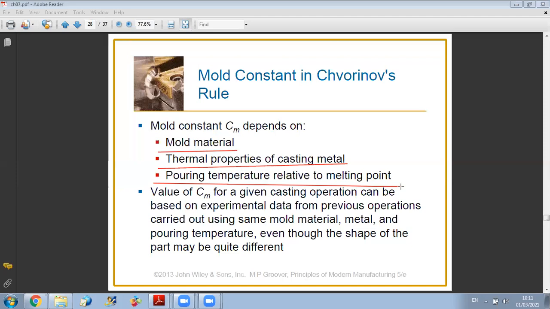So values of Cm for a given casting operation can be based on experimental data from previous operations carried out using the same mold material, same metal, and pouring temperature, even though the shape of the part may be quite different, because the shape will affect the ratio V over A, but will not affect the value of the mold constant Cm. Okay, so if you keep these conditions, you can use the same value of the mold constant.